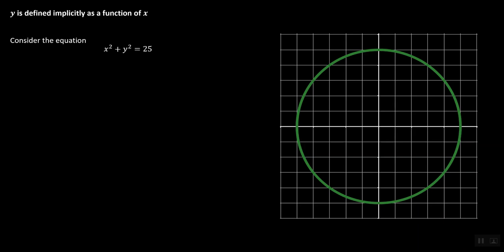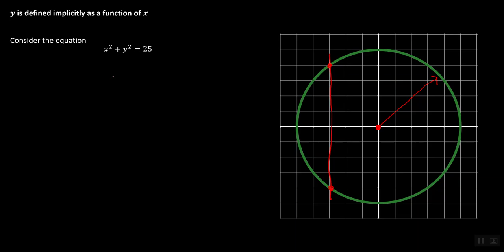Here's an example of an implicit equation. We have x squared plus y squared equals 25, and I've got that graphed here. It's the equation of a circle centered at the origin with a radius of 5. And we can see that this equation, as it's written, does not pass the vertical line test. A vertical line will cross through our graph more than once, meaning this is not a well-defined function.